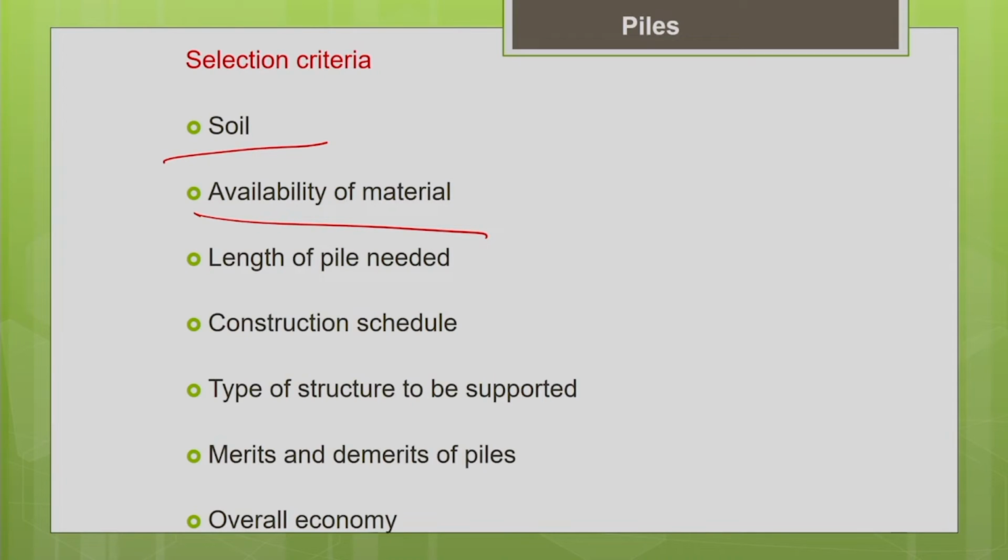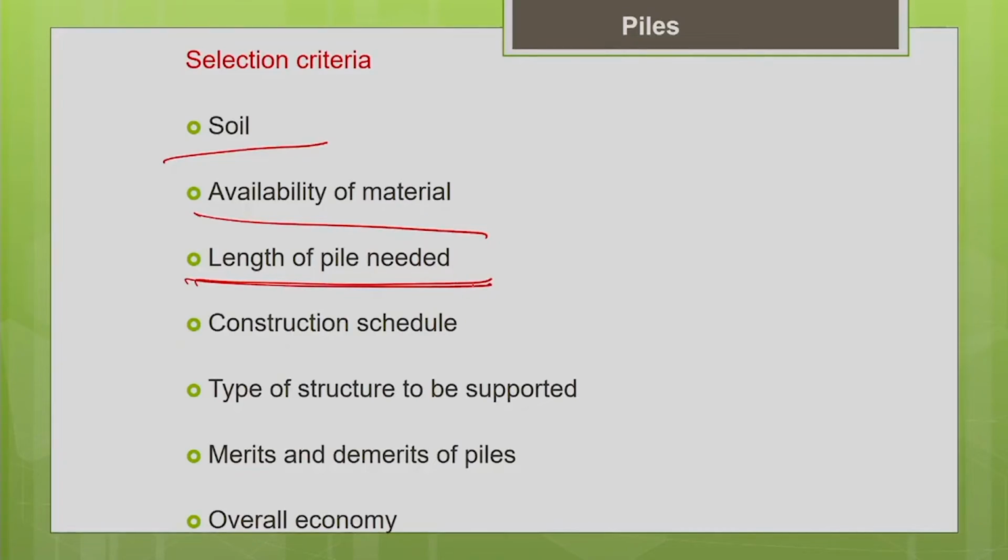It is always preferable to use a material which is available in the local place, so that you can do the cost optimization. Length of the pile needed is very important. As I told you, there is a limitation in the timber pile length. There is a limitation with respect to the precast piles, pre-stressed precast piles and steel piles. Everything has its own range of length possible. So, depending upon your length needed, you have to go for the pile type selection.